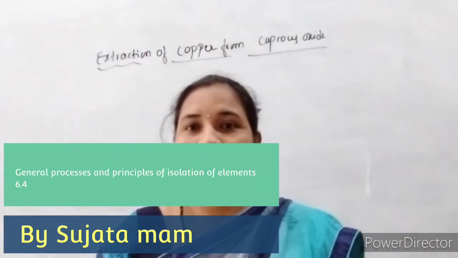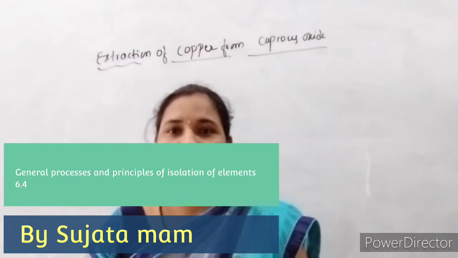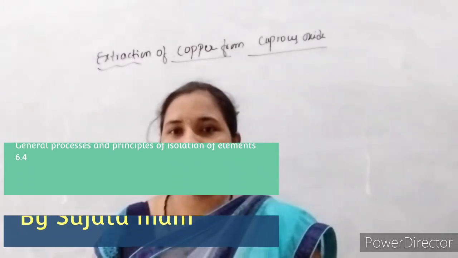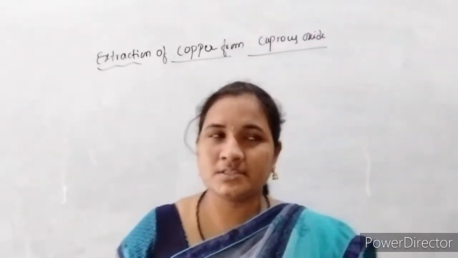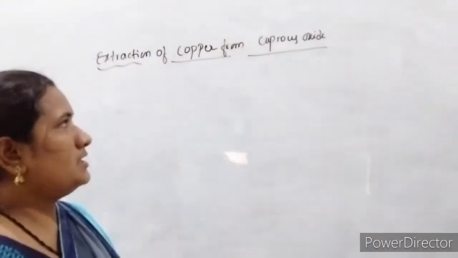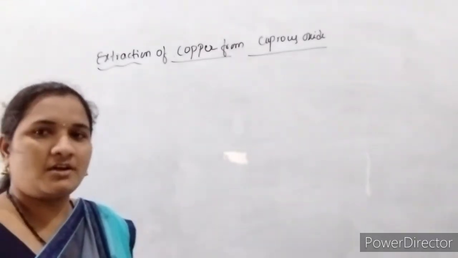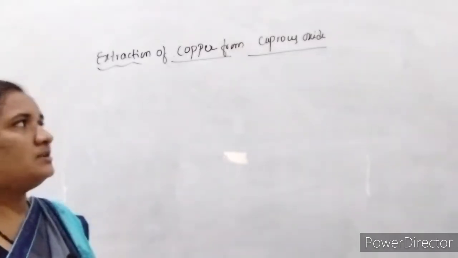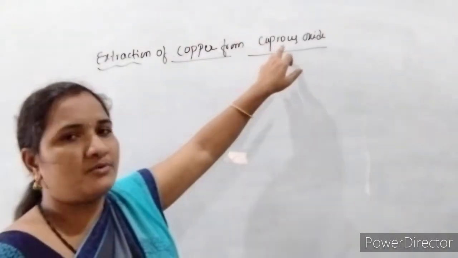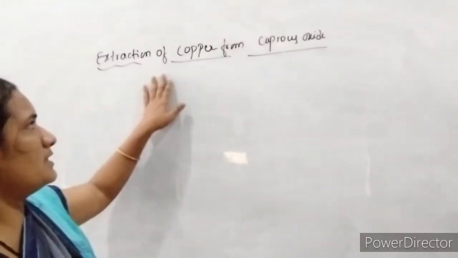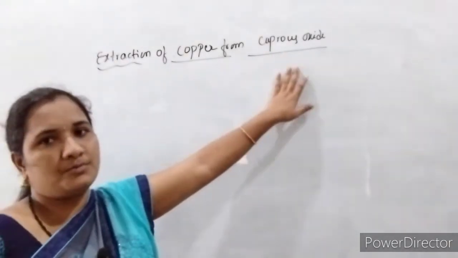In the last video we discussed the extraction of iron from its ore and also the extraction of zinc from its ore. In today's video we discuss the extraction of copper from its copper ore. Here we are going to extract copper from one of its important ores, and that ore is converted into the form of cuprous oxide. So the name of this extraction is the extraction of copper from cuprous oxide.